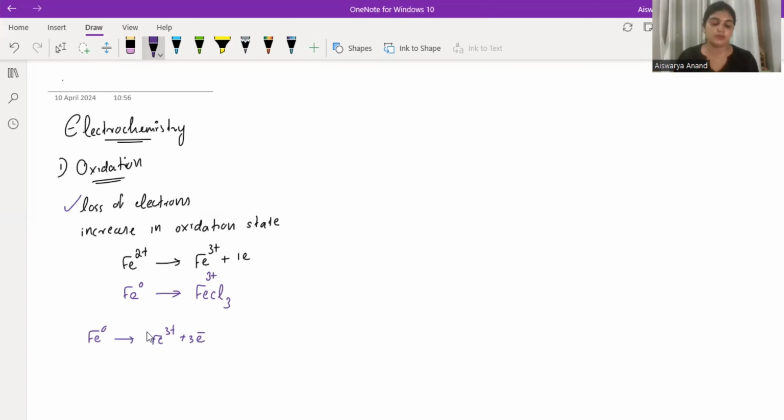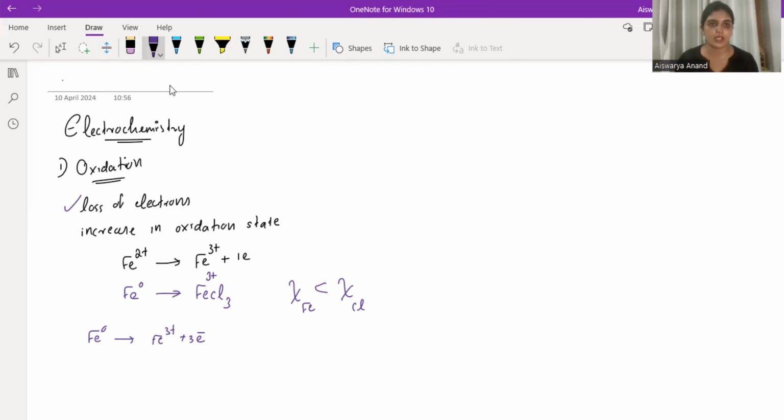But there is another way to describe this: it is gain of an electronegative element. Chlorine is more electronegative than iron, so the gain of an electronegative element automatically makes the iron electropositive. We can say it in that term as well. Hope the oxidation part is clear.